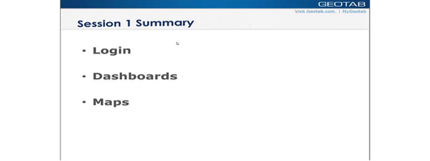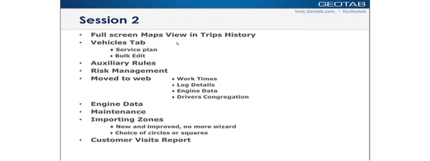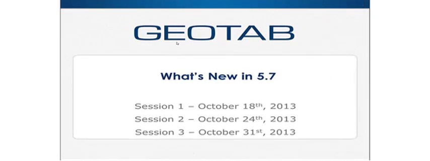Today in Session 2, we are covering Full Screen Maps View, Vehicles tab, Auxiliary Rules, Risk Management, What's Moved to the Web, Engine Data, Maintenance, Importing Zones, and Customer Visits. And then in Session 3, on October 31st, we will be covering NFC Identification, Drivers and Users, Reports, and GEOTAB Drive. As we enter into this session, we have Angie, Steph, and Jordan walking through enhancements and the new look and feel.